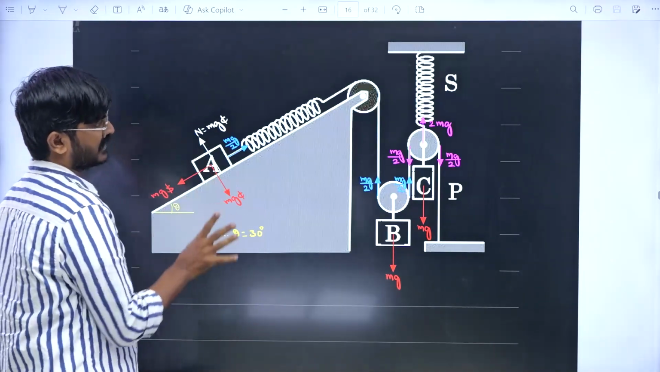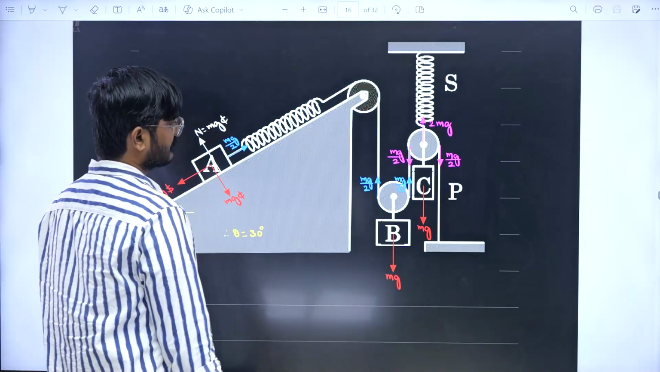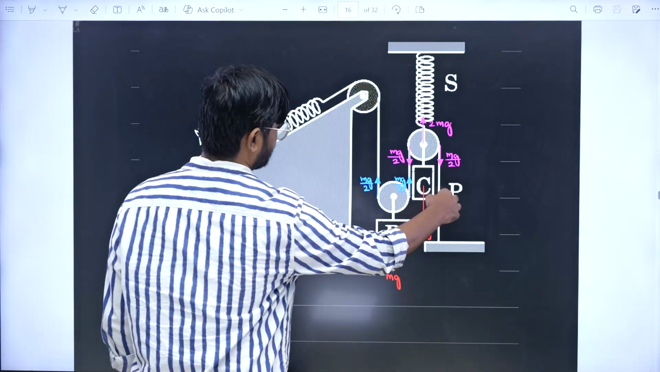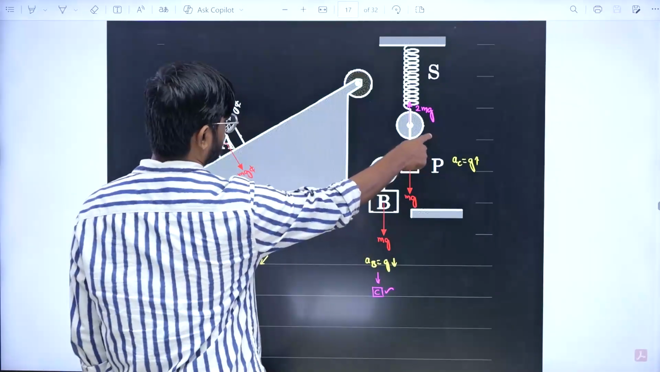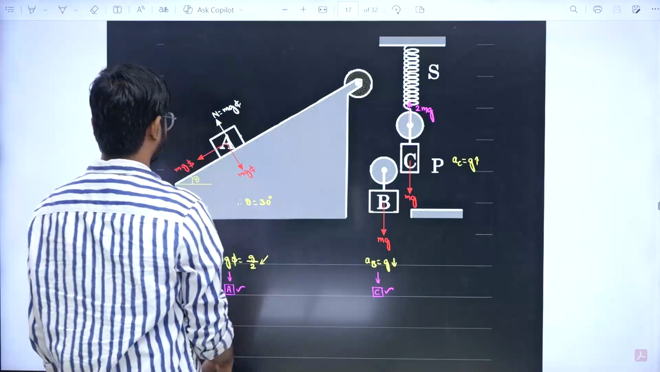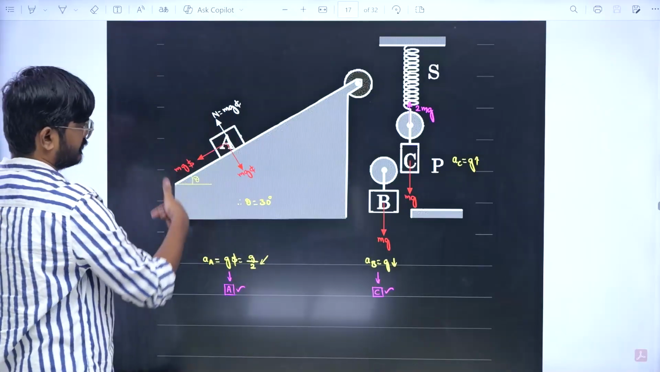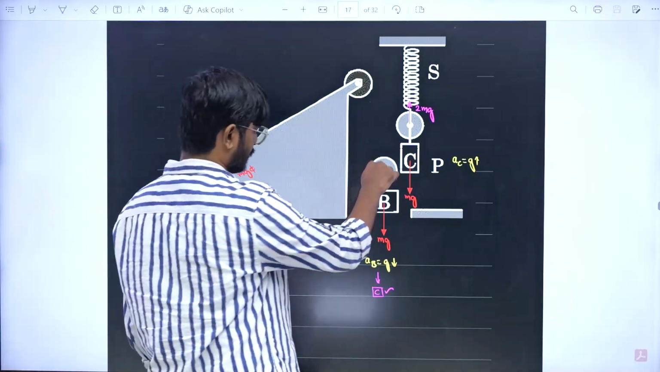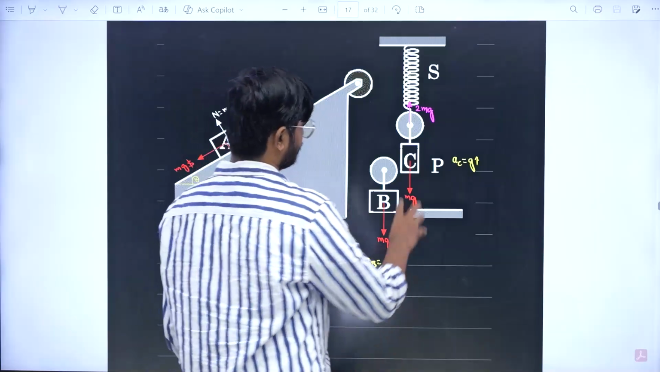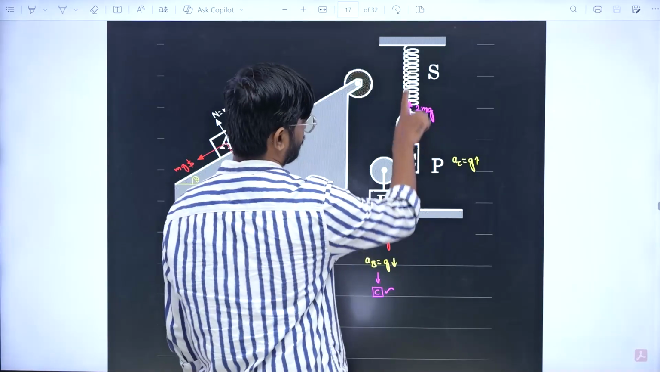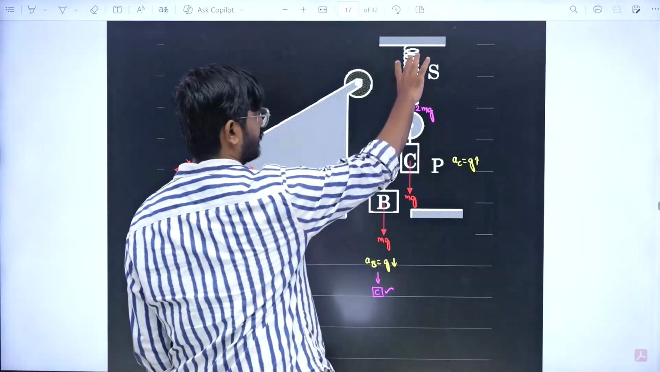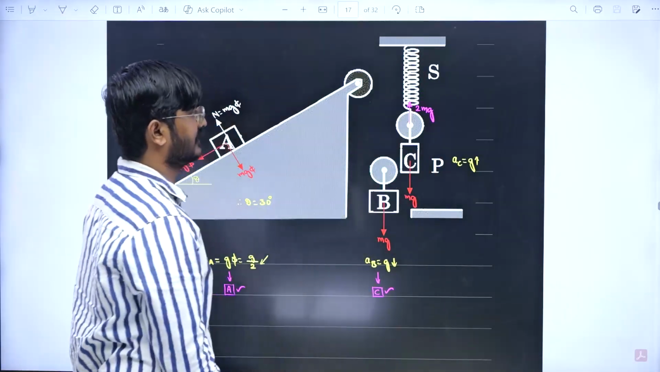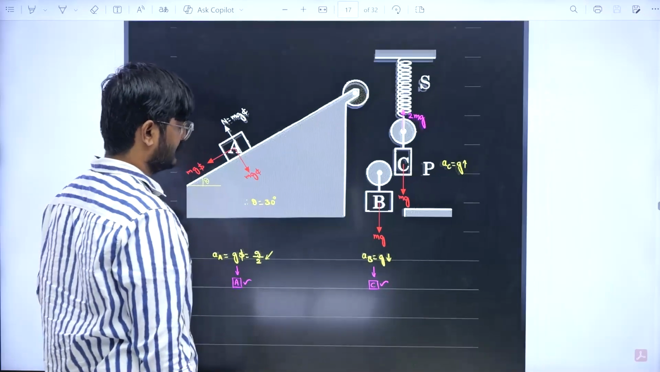This is before cutting. Now when you cut this, all these tensions are going to disappear. So you can see this is going to accelerate this way with g by 2. This is going to accelerate downwards with g. If you look at this, upward force is 2 mg, downward force is mg, so it is going to accelerate upwards. This force is not going to change because its extension is not going to change suddenly. Spring force is not going to change suddenly.